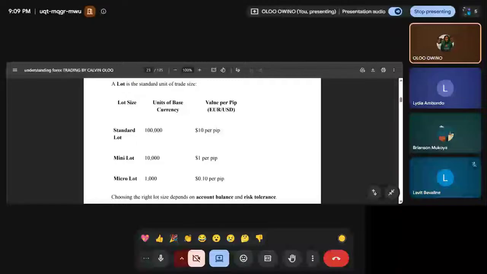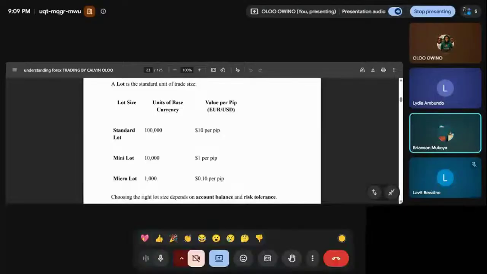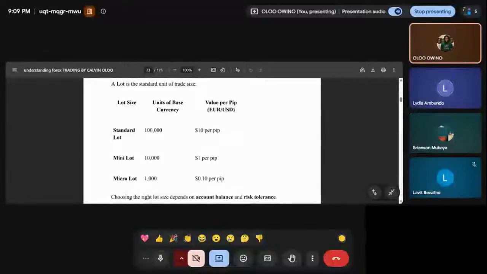Now, if you were using a mini lot, you take 5 times $1, which becomes $5. You could have made $5 from that movement. Are we together up to there? If you use a micro lot, you take the 5 pips times 0.10, which will give you $0.5. So it depends on your lot size.